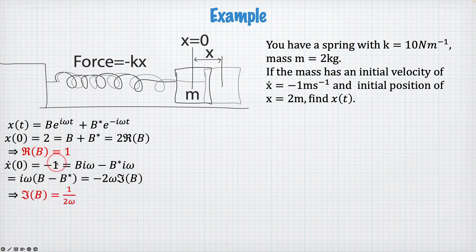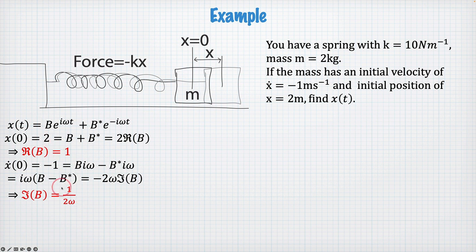What about the imaginary part of b? Well, we can get that from the velocity. We take the derivative of x and put in time equal to 0. And at time equal to 0, we have the condition that the velocity is -1, and that must be equal to b times i omega minus b star times i omega. Take out a factor of i omega, and because we have an i here multiplying the difference in the complex conjugate and itself, we get that -2 times omega must be equal to the imaginary part of b, which means the imaginary part of b must be equal to 2 divided by omega.